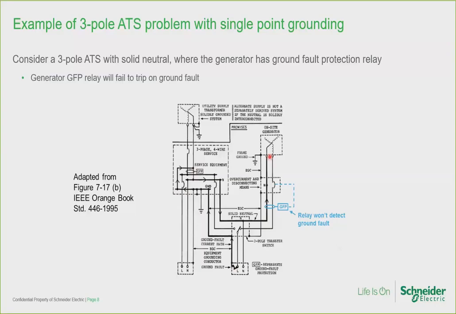However, the ground fault current is now flowing in the neutral conductor through the neutral current sensor of the generator ground fault relay right here. The relay will sense this current to be unbalanced load current, not a ground fault. That's incorrect. Hence, the ground fault relay will fail to trip on ground fault.